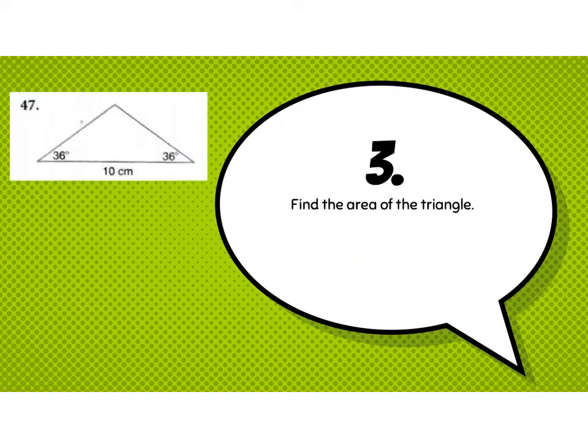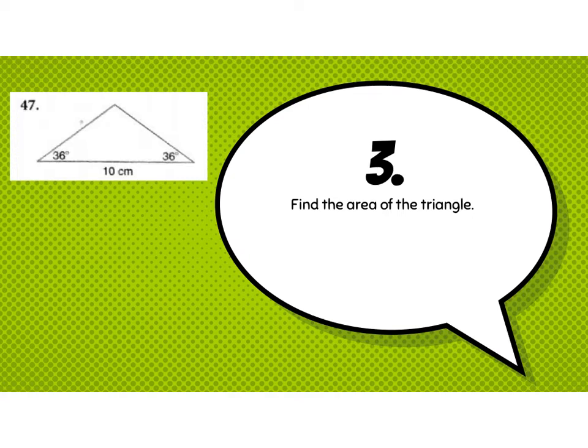Let's take a look at example number 3. Again, we're trying to find the area of the triangle. As I look at this triangle, I don't see any 90-degree angles, which means we need to see if we can create another triangle that has a 90-degree angle. So we're actually going to make a 90-degree angle here.